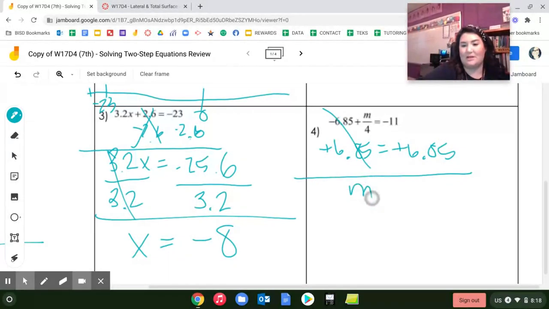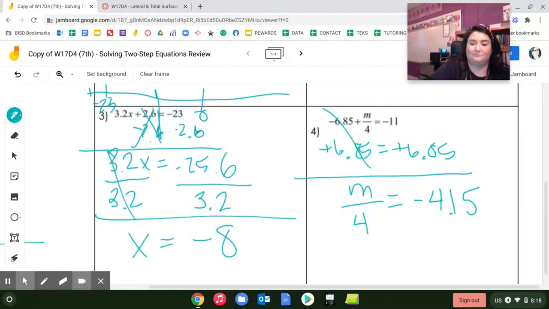So we end up getting m divided by 4 equals, and if I go back to that number line, I'm starting at negative 11, which would be about right here. And I'm adding 6, I'm going this way. So I'm landing at negative 4.15. Multiply by 4.